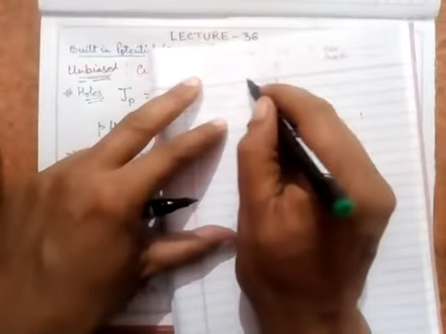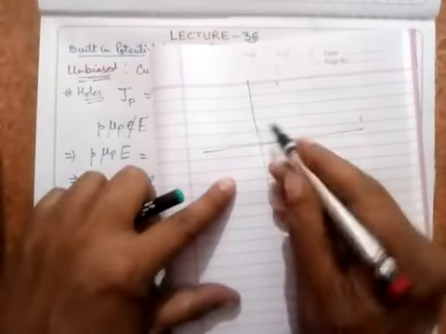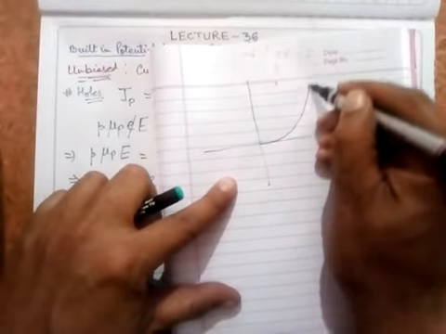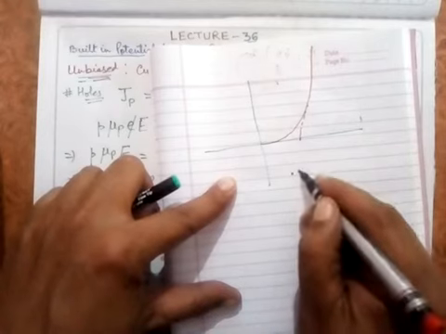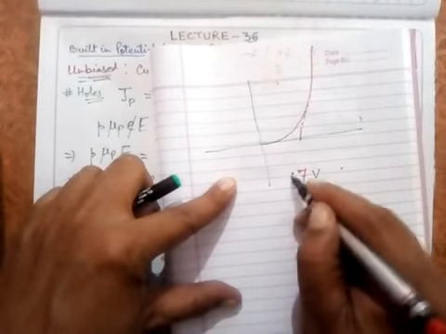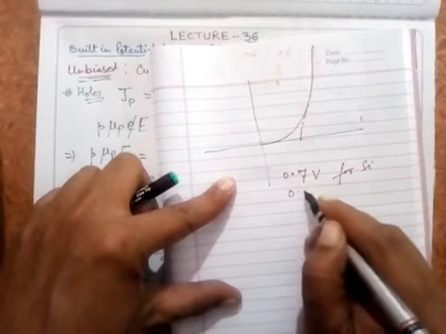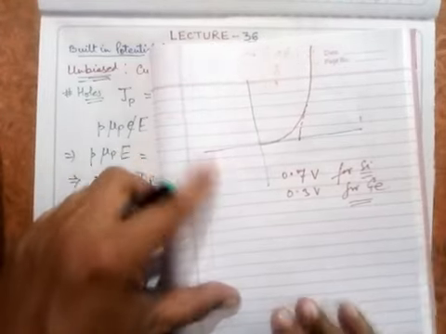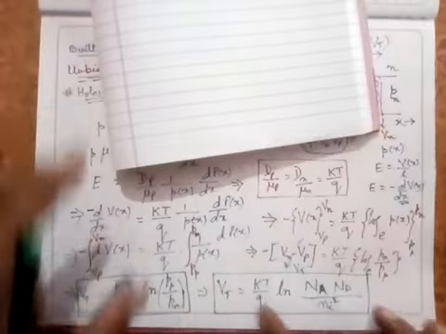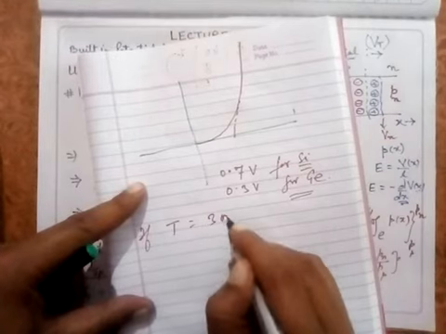Now we have seen that the forward characteristics of a PN junction diode is like this, and we say that this is the knee voltage, and it is equal to 0.7 volt for silicon, and it is 0.3 volt for germanium. But this is under certain conditions. Actual value is this.